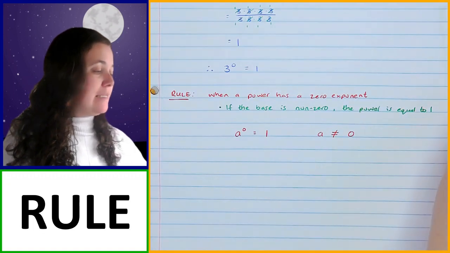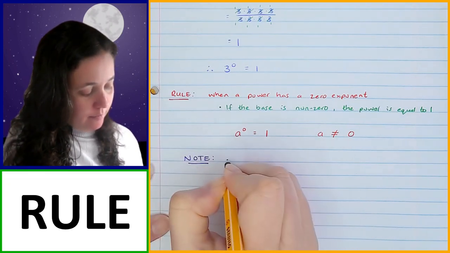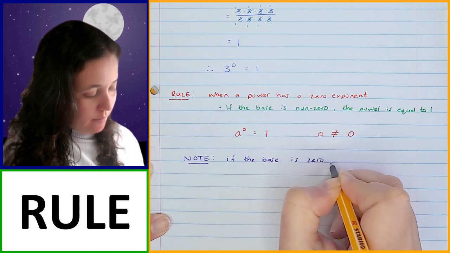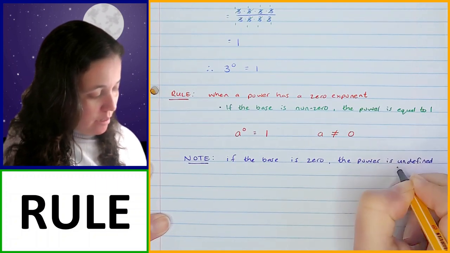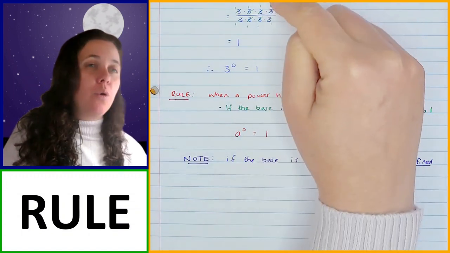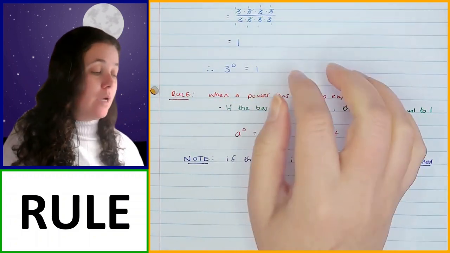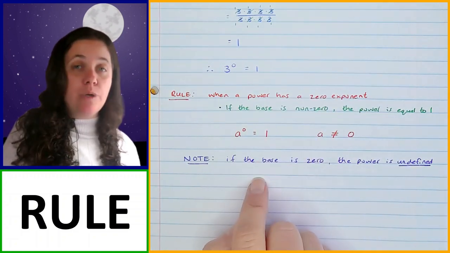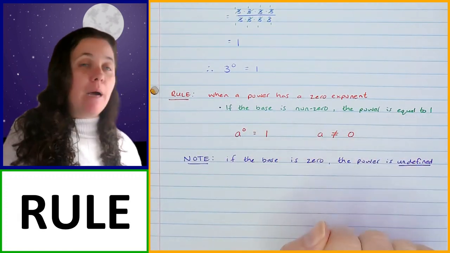Okay, so please take note: if the base is 0, the power is undefined. Remember, that's because when we have a zero exponent like this, what we did is divide by that same base with the same exponent as we had on the top of the fraction. But if the base is zero, it means we're dividing by zero, and we can't do it. So if the base is zero, then the power is undefined. But if the base is anything else with a power of zero, then the power is equal to one.